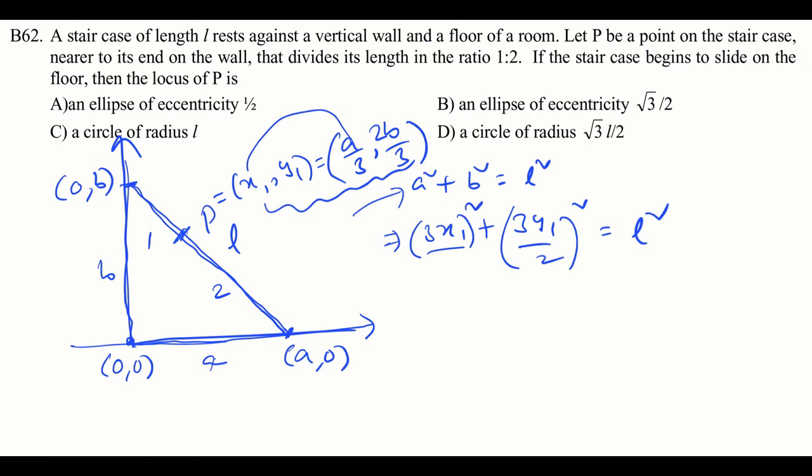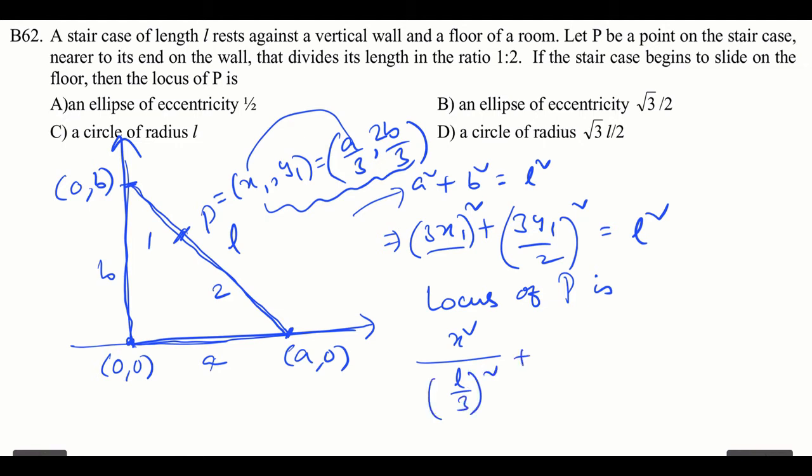I can write it as locus of P is x square by L by 3 whole square plus y square by 2L by 3 whole square is equal to 1. Now, which is obviously an ellipse, and we can show that its eccentricity is root 3 by 2, to show that the answer is option B.